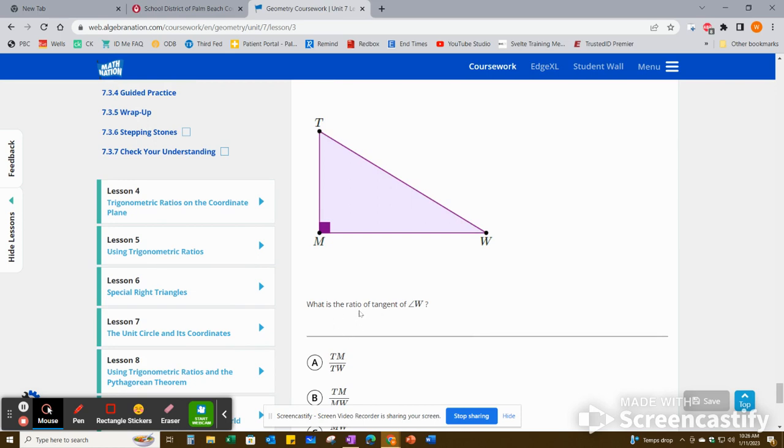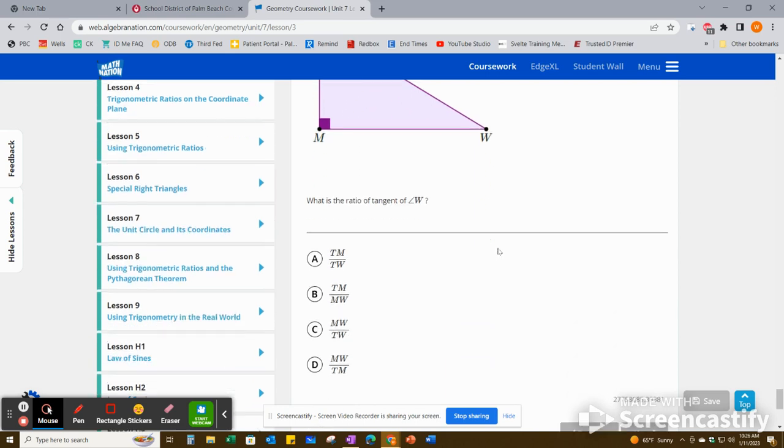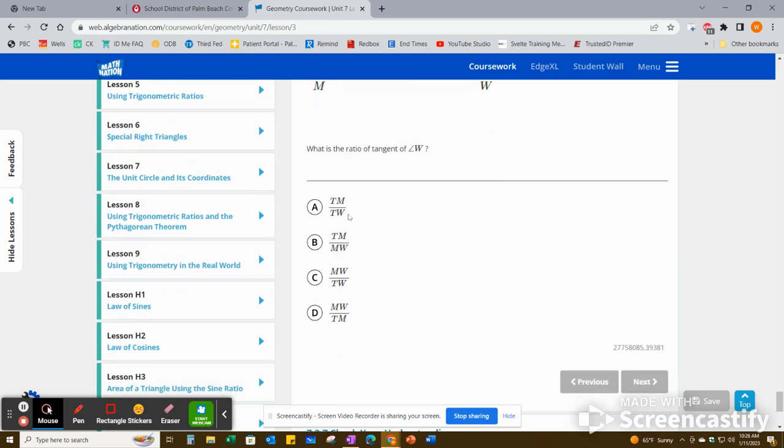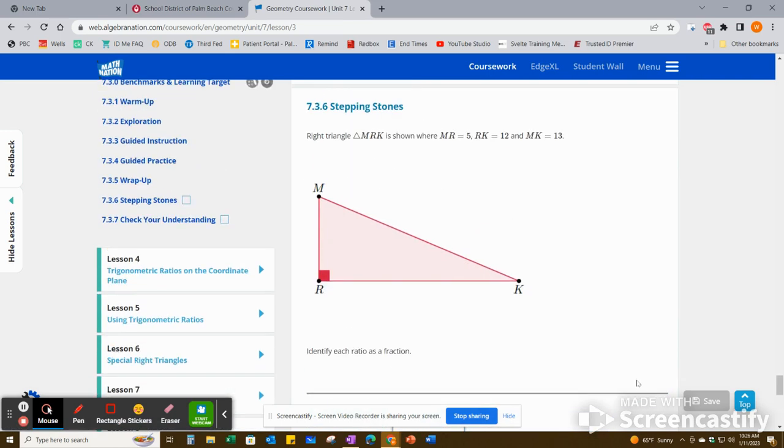Down here, what is the ratio? Ratio means what is the fraction of tangent of angle W. So according to angle W, okay, we want to be able to find the tangent, which is opposite over adjacent. So TM over MW, and then you go on to the next one.